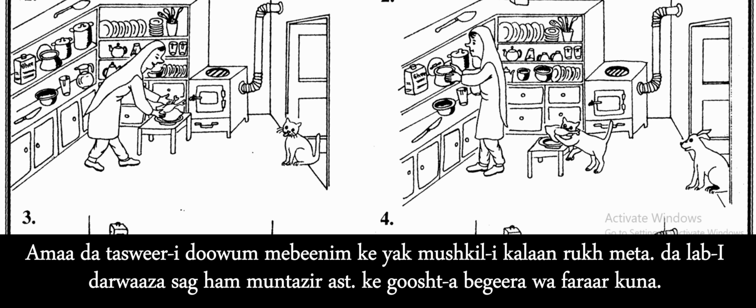So در لب دروازه سگم منتظر است که گوشت را بگیره و فرار کنه. Let me read it one more time. در لب دروازه سگم منتظر است که گوشت را بگیره و فرار کنه. So at the threshold there is a dog waiting to take the meat and run away. So here گوشت را بگیره means take the meat و فرار کنه and runs away.